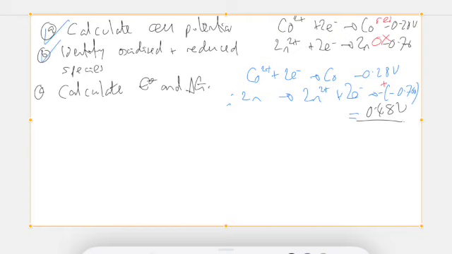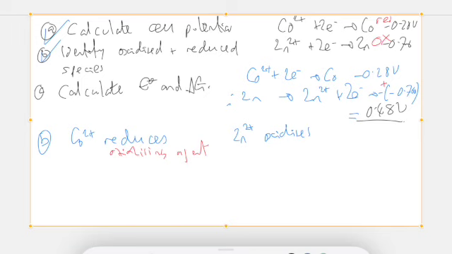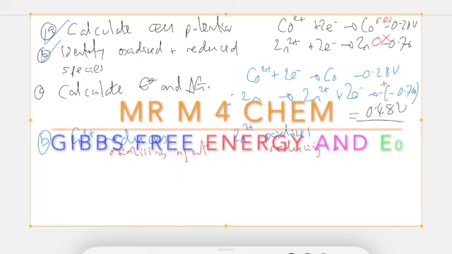So that means it's going to be a spontaneous reaction when we put it into delta G is minus NFE0. So we can see that the cobalt reduces and the zinc oxidizes. So going back to the question, don't forget to refer back to the question and check you've answered the question. Don't throw away easy marks that you know and are implicit in your answer, but need to be explicit so your examiner can actually see them.